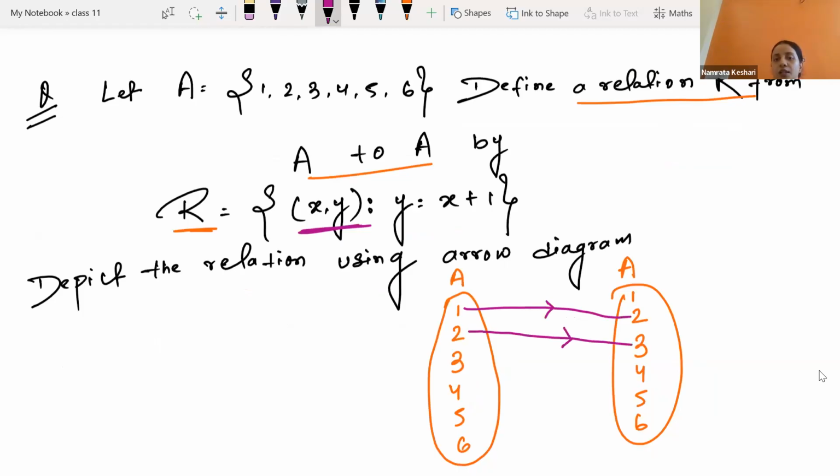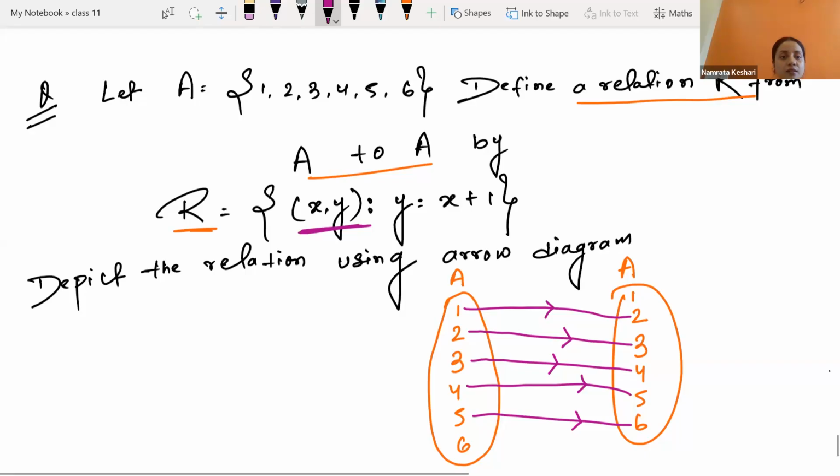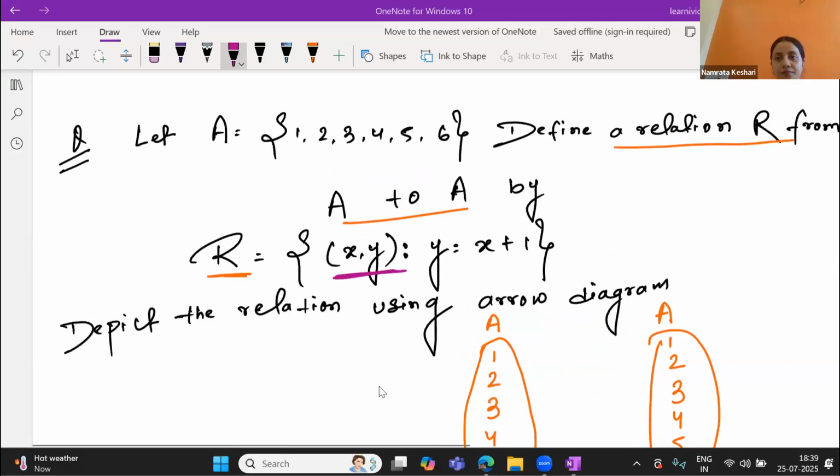If we take x as 3, y will be 4. If we take x as 4, y will be 5. And if we take x as 5, y will be 6. Now we cannot take x as 6. Why? Because x is 6 and y is 7, which is not even present in the other set, right? The second set. Yes or no? Yes, sir.